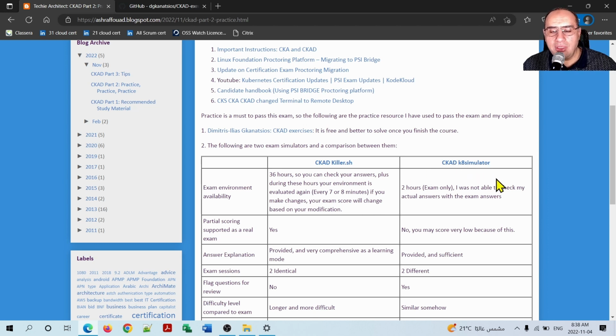For the CKAD Kubernetes emulator, the environment is only there for 2 hours.